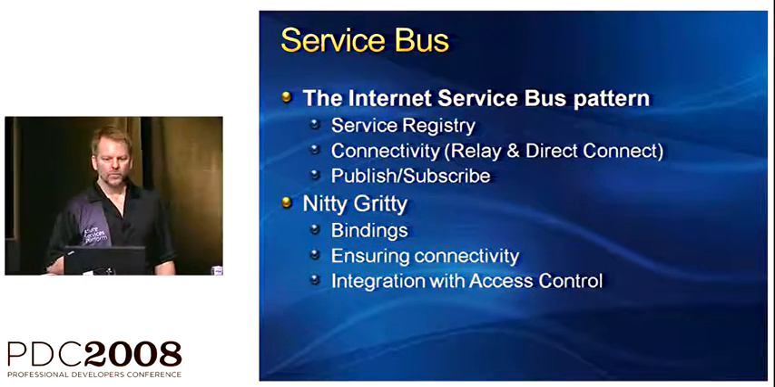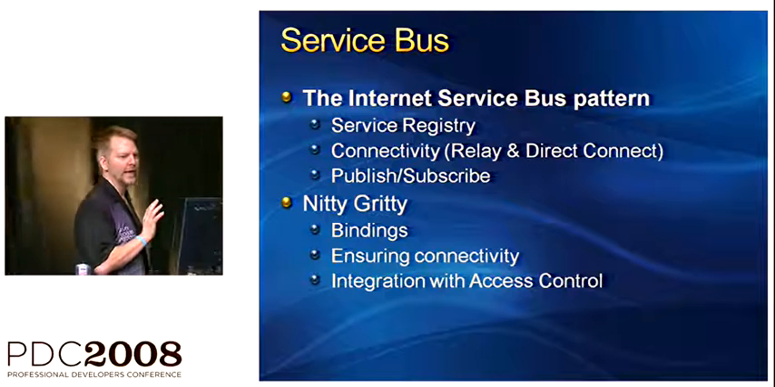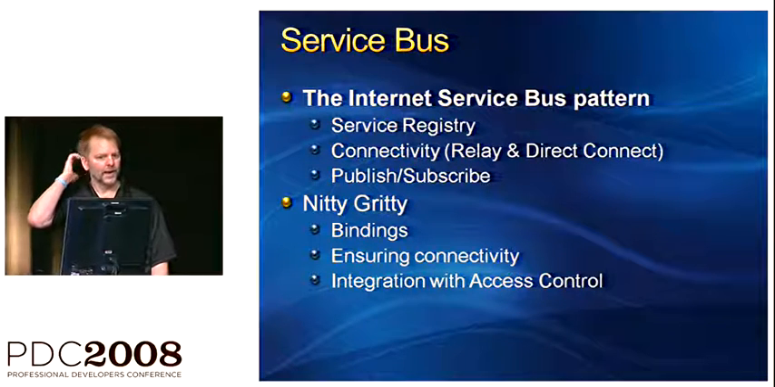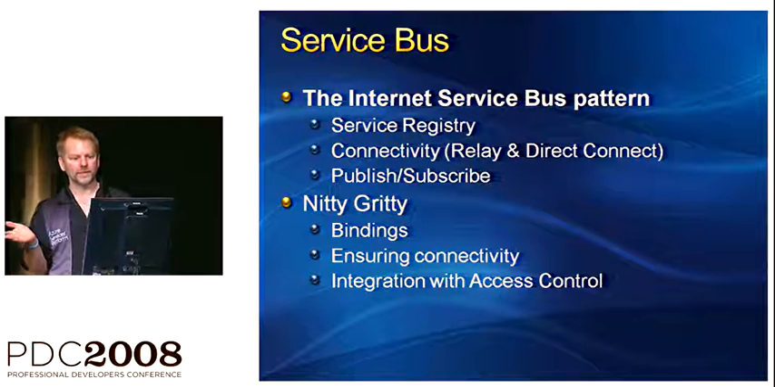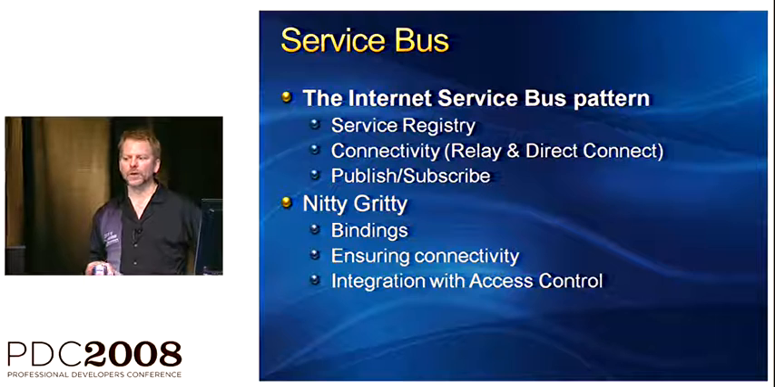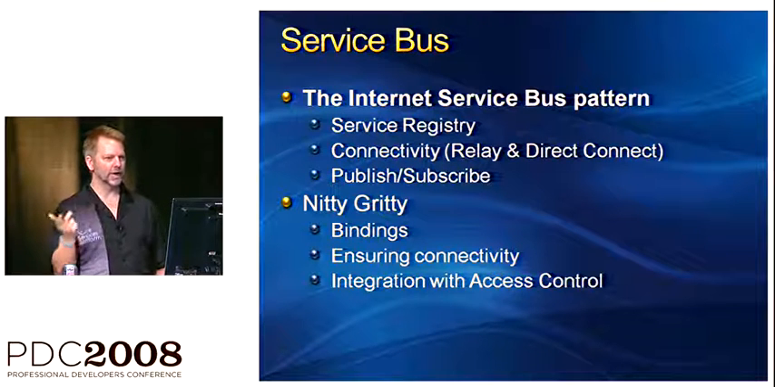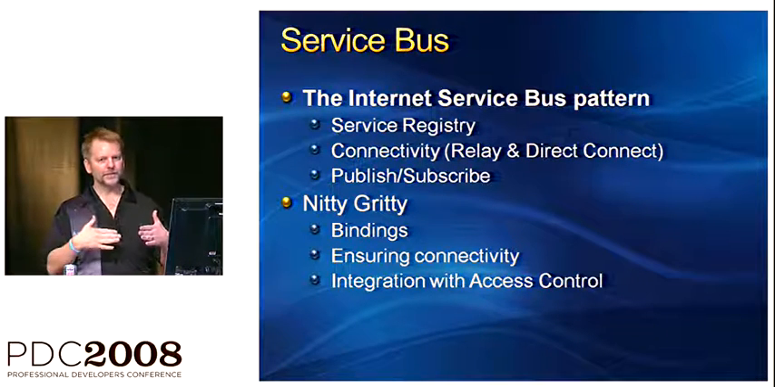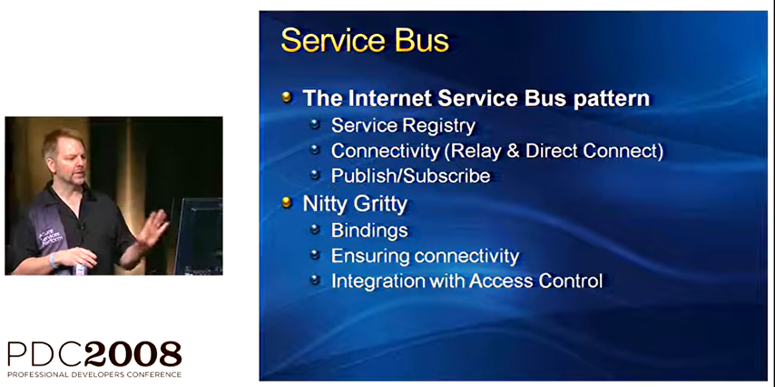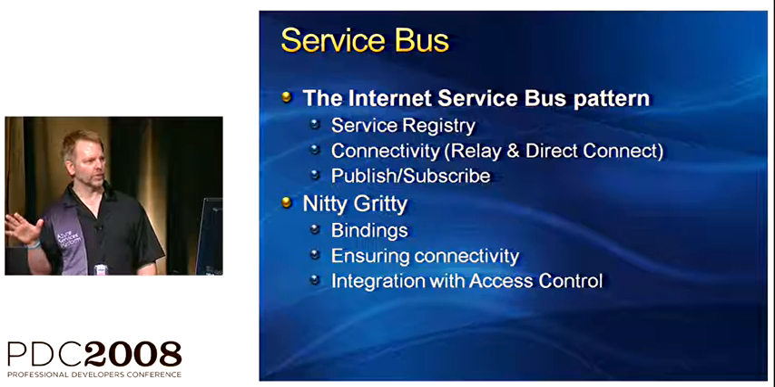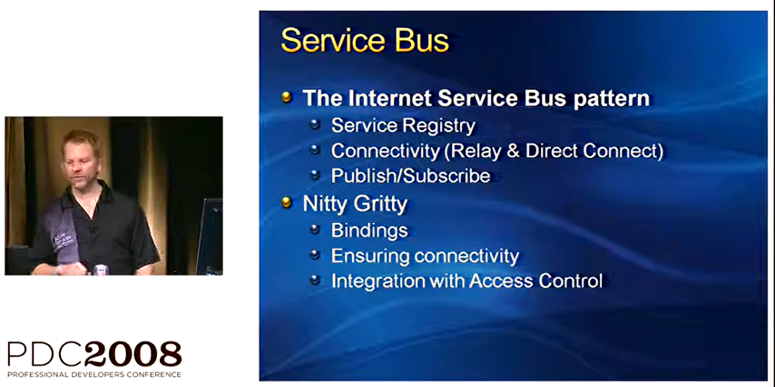So what I'm going to do is just run through that internet service bus pattern. We'll talk about how these things stitch together. We'll look at the service registry aspects of the service bus, then talk about the connectivity capabilities, and then look at the publish and subscribe mechanisms. Then we'll go into a little bit of the nitty-gritty on the bindings, how we ensure connectivity, what some of the mechanisms are under the hood for ensuring this connectivity, and then we'll spend a minute or two talking about integration with the access control, and then we'll revisit that in the access control session.